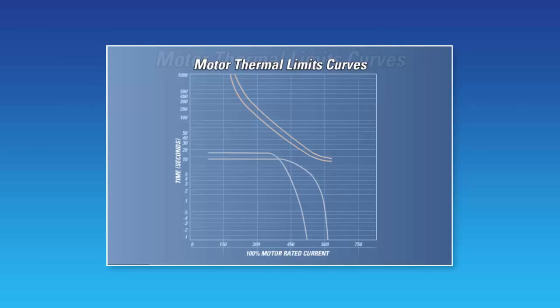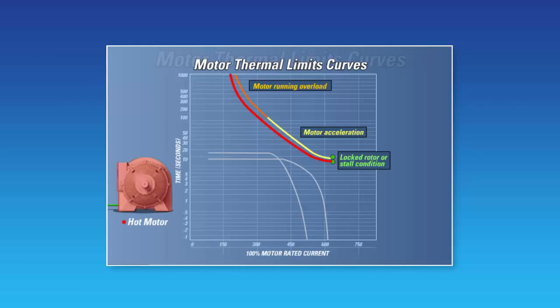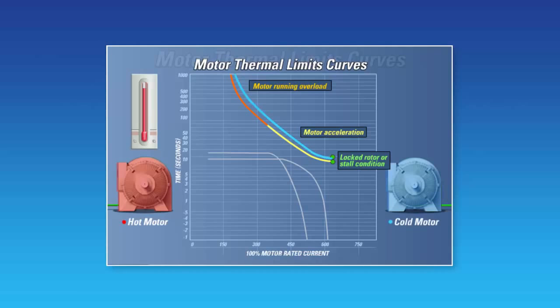Motor thermal limits curves. The motor thermal limits curves consist of 3 distinct segments which are based on the 3 running conditions of the motor: the locked rotor or stall condition, motor acceleration, and motor running overload. Ideally, curves have been provided for both a hot and cold motor. A hot motor is defined as one that has been running for a period of time at full load, such that the stator and rotor temperatures have settled at their rated temperatures. Conversely, a cold motor is defined as a motor that has been stopped for a period of time, such that the rotor and stator temperatures have settled at ambient temperature.